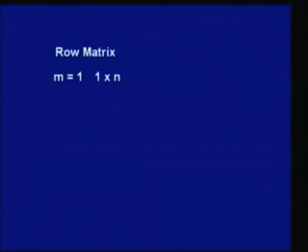A row matrix is a special form of a matrix where the number of rows is 1. So, M is equal to 1, and a typical row matrix is of order 1 by N. This is an example of a row matrix. It has only 1 row. Here the first index is fixed to 1 while the second index varies from 1, 2 to N.